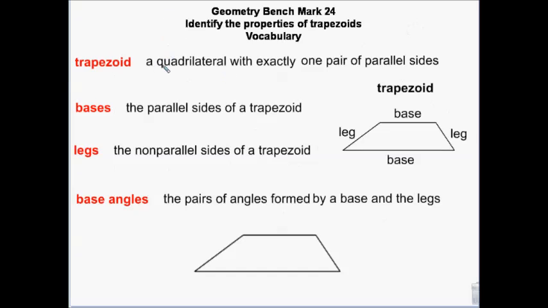Okay. A trapezoid is a quadrilateral with exactly one pair of parallel sides. That's the top and the bottom. Or if it's sideways, the two sides. The bases are the parallel sides. The legs are the non-parallel sides. And then the base angles are the pairs of angles formed by the base and the leg.